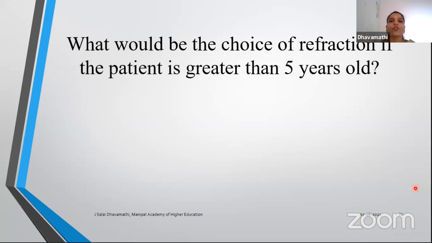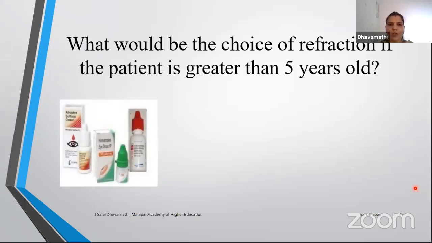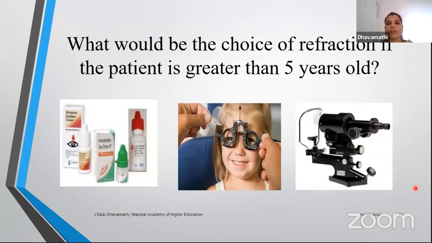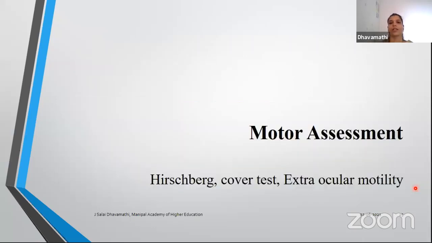So what would be the choice of refraction if the patient is greater than 5 years old? If the patient is greater than 5 years old, they are older children and we can always rely on their responses. So we can do a cycloplegic objective refraction and we can rely on their responses. So do a subjective refraction and then do the keratometry when required if the cylinder power is more. Okay. So after the refraction, you can do the motor assessment.